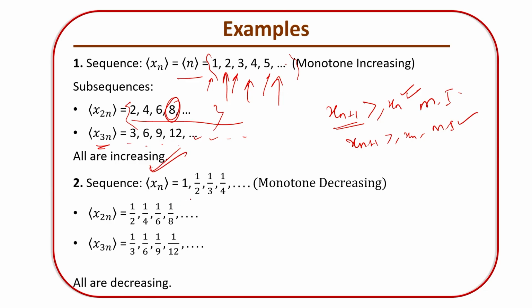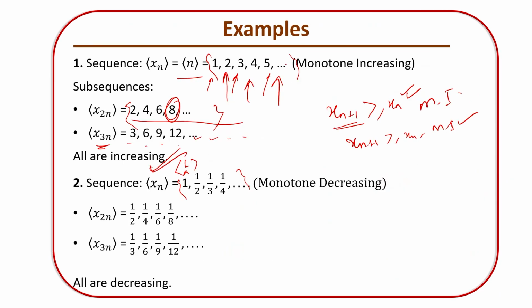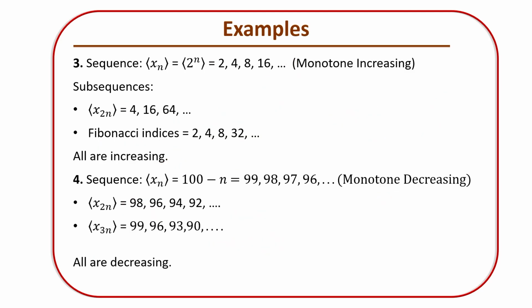Similarly, consider the sequence 1 by n. As you can see in the previous slides, this is a monotonic decreasing sequence. Consider x2n and x3n. x2n has values 1 by 2, 1 by 4, 1 by 6 and so on, which is also monotonic decreasing. Similarly, x3n is 1 by 3, 1 by 6, 1 by 9, 1 by 12, also monotonic decreasing. So all these subsequences are monotonic decreasing sequences. Similarly, the third problem consists of one example, that is 2 power n.